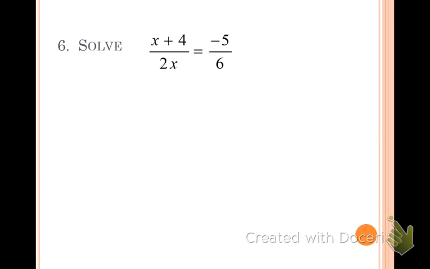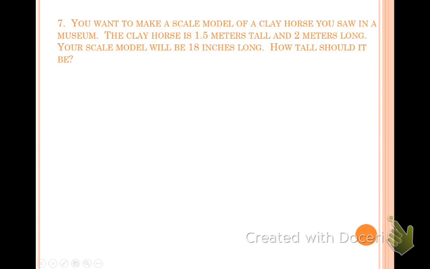All right. So how can these proportions help? Well, if we can get pretty good at setting up our own proportions, then it can help us find a missing measure. Right? So you're taking an art class, and you want to make a scale model of a clay horse you saw in a museum. Now, the actual clay horse is 1.5 meters tall and 2 meters long. And you don't want to make yours that big. You want to make a scale model.